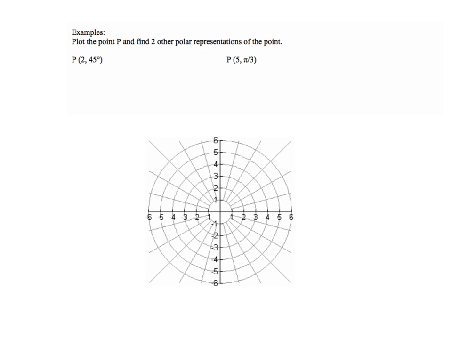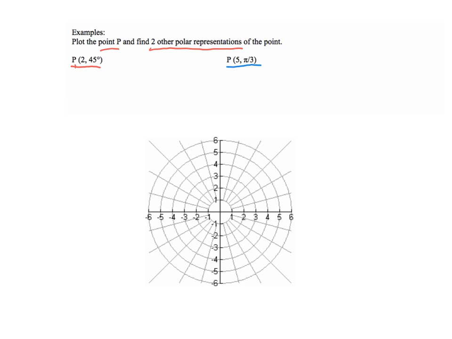Okay, so here, what we're going to do is plot the point given, plot the point P, and we're going to find two other polar representations of that point. So first what I want you to do is just quiz yourself real quick, plot both of these points. I'm going to plot point P in red, and I'm going to plot the other point P, excuse me, in blue. Why don't you try that right now?